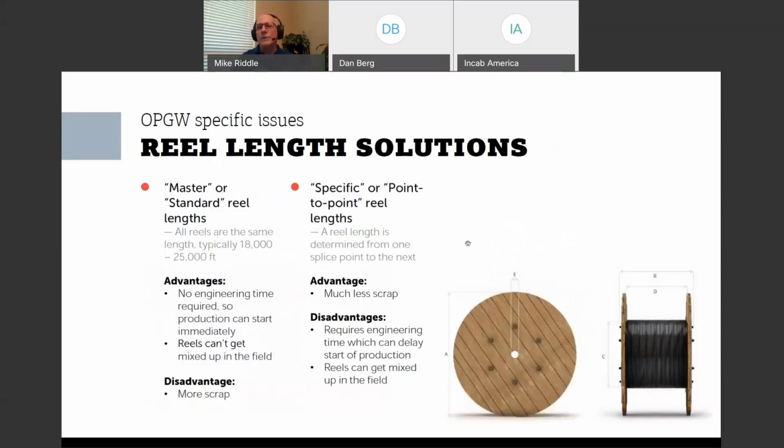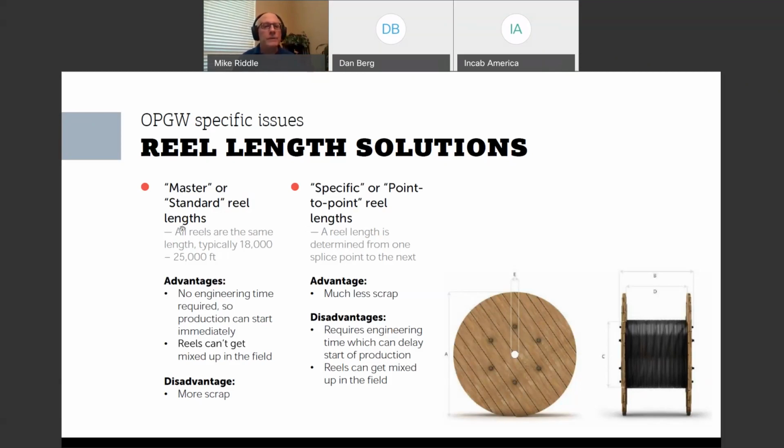Now, I see two approaches to doing reel lengths in our industry. One is what's known as master or standard reel length. So some of our customers will order all the reels the same. The general range is 18,000 to 25,000 feet. So I might have a customer that places a 100,000 feet order for OPGW, and I know that they always use 20,000 foot reels. So that's 5 reels, 20,000 feet. Great, I can get to work immediately.